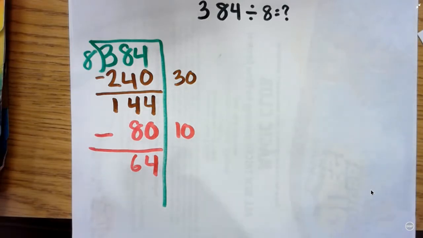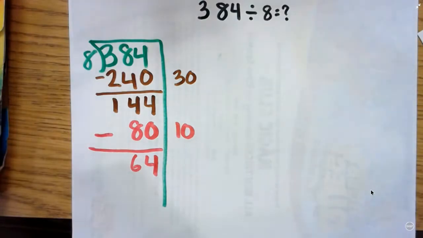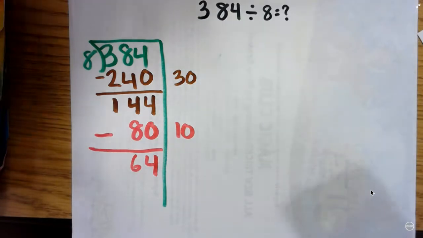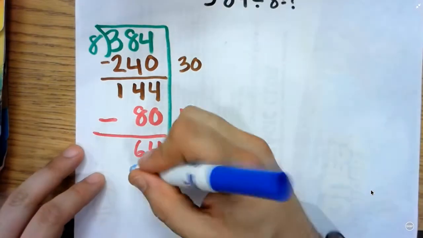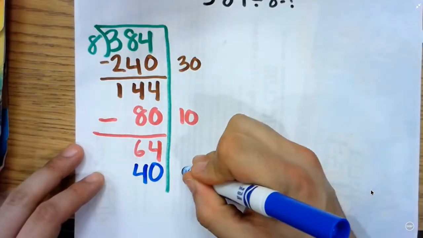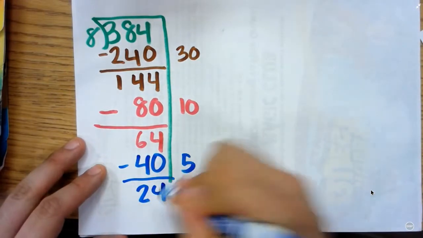This is where students have to use their math fact fluency here. What math facts do they know that they have right at their fingertips to be able to solve this particular problem? Maybe I know that 8 times 5 equals 40. And maybe that's the easiest step for me to do right now. So let me take out 40. That goes in 5 times. Now I'm left with 24.